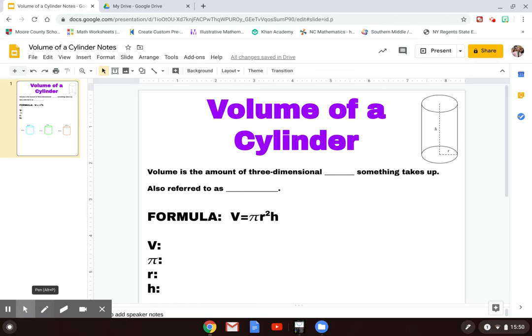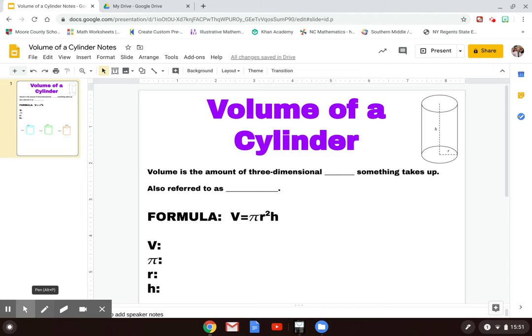What we're going to be doing for Tuesday, Wednesday, and Thursday is learning about volume. Last year you learned about volume as it related to rectangular solids. This year you're going to learn about volume as it relates to these conic shapes that we have: cylinders, spheres, and cones. Those are the three that you're going to learn this year.